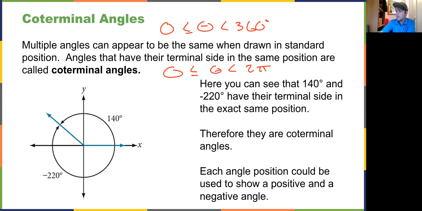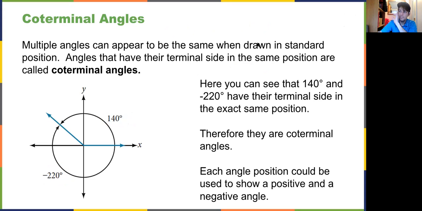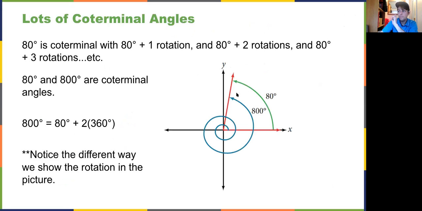All right, so here we can see we have a 140-degree angle, initial side, terminal side, that is coterminal with a negative 220-degree rotation. Same position, two different angles. They are going to have the same properties associated with them. Really important idea. Again, those aren't the only type. So here we have a couple coterminal angles.